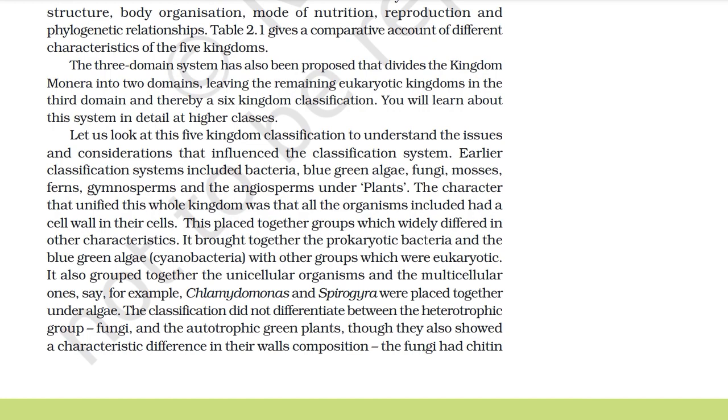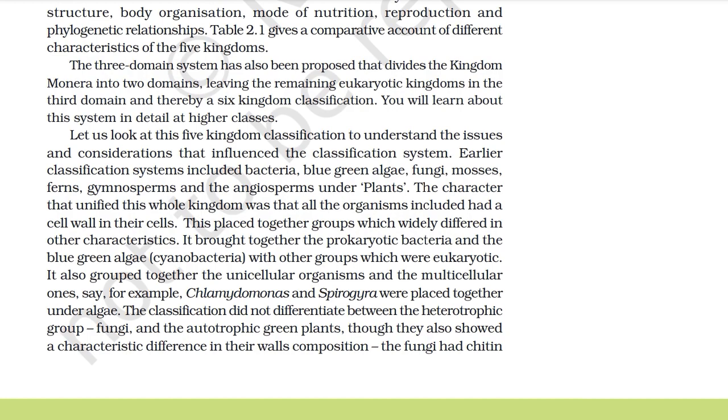Earlier, classification systems included bacteria, blue-green algae, fungi, mosses, ferns, gymnosperms, and angiosperms under plants. The character that unified this whole kingdom was that all the organisms included had a cell wall in their cells. This placed together groups which widely differed in other characteristics. It brought together the prokaryotic bacteria and the blue-green algae, cyanobacteria, with other groups which were eukaryotic. It also grouped together the unicellular organisms and the multicellular ones.